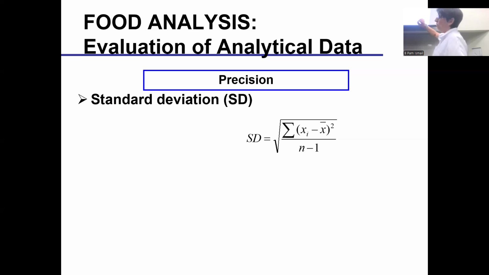Xi is your one rep data point, okay? So rep 1, rep 2, or rep 3, or however many. And X with the bar on top is the average. And then N is the number of replications. This is how you calculate standard deviation. It's not hard to remember. Good to remember so you understand what standard deviation is and what it means.